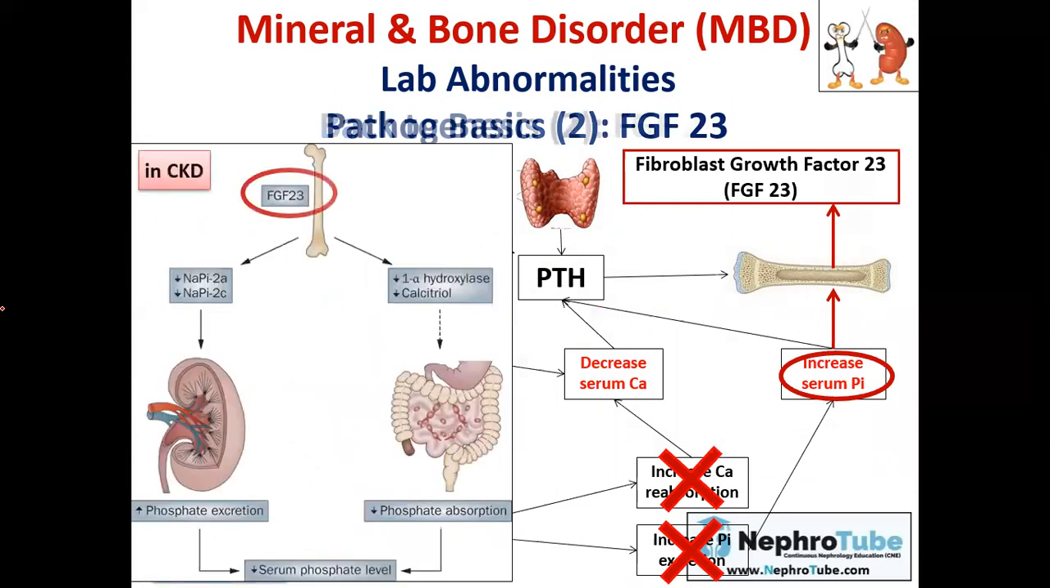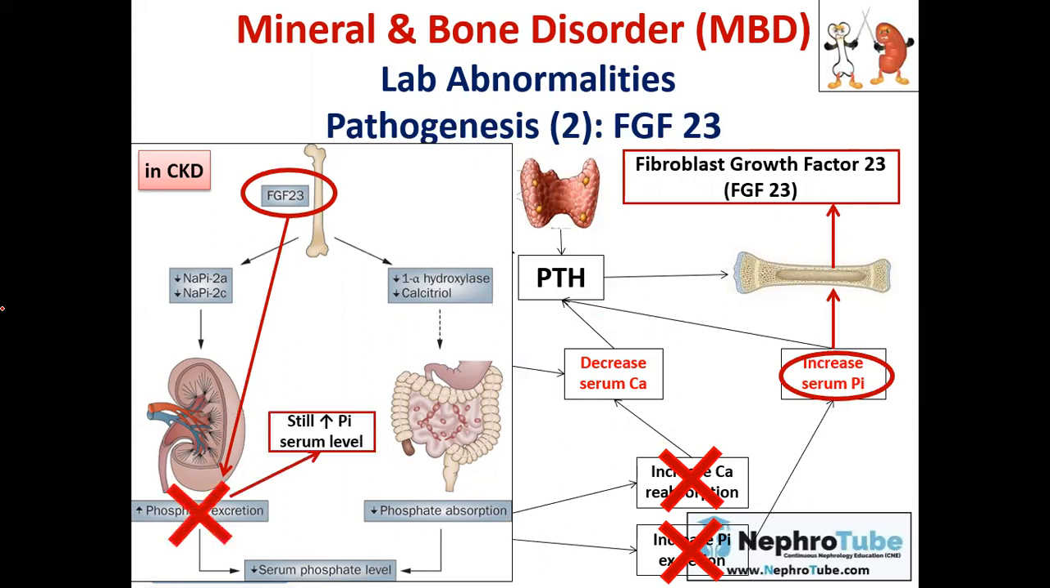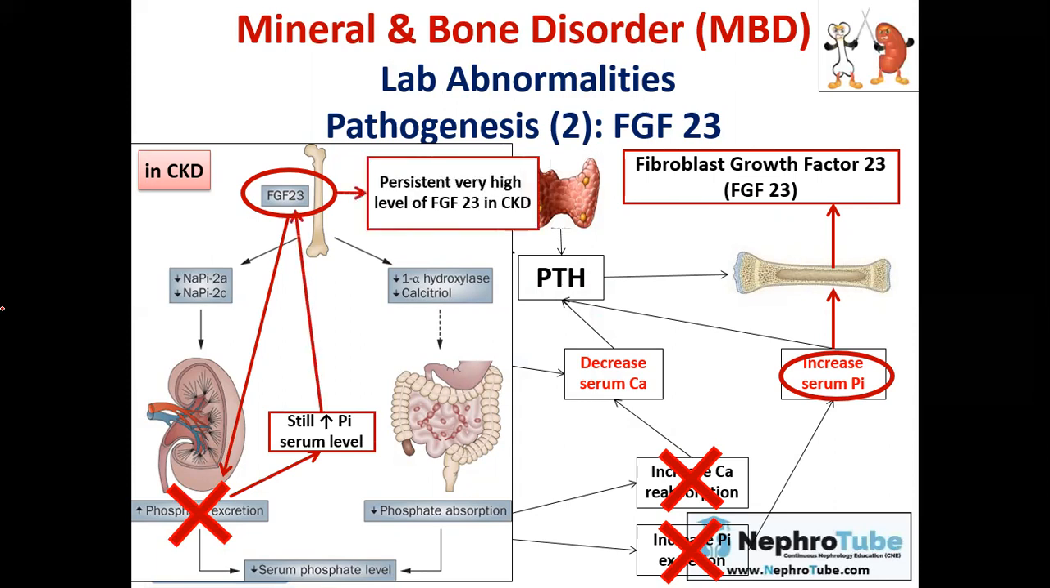Fibroblast growth factor 23 normally tries to increase phosphate excretion by the kidneys. So it has a phosphaturic effect. But in CKD patients, as there is no excretion of phosphate, FGF23 action is abolished, and the patient will have maintained high serum phosphate level, which will stimulate more release of FGF23, and this patient will have persistent very high level of FGF23.